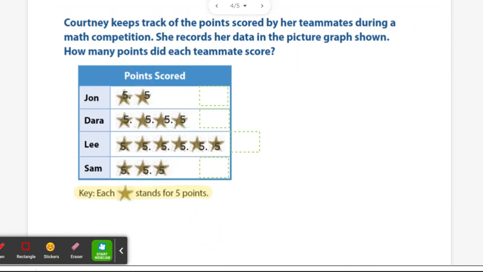All right. So then all we need to do is go back and either count or add. So it's by fives, so it's easier to skip count 5, 10, and then all they have to do is write it, type the number in, 5, 10, 15, 20. 5, 10, 15, 20, 25, 30. 5, 10, 15.